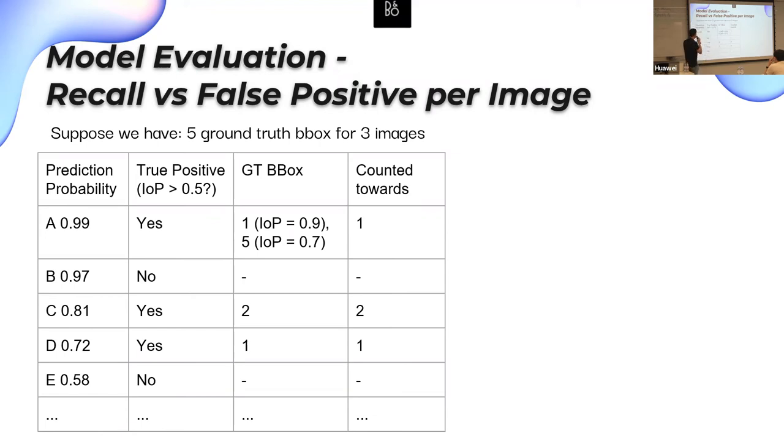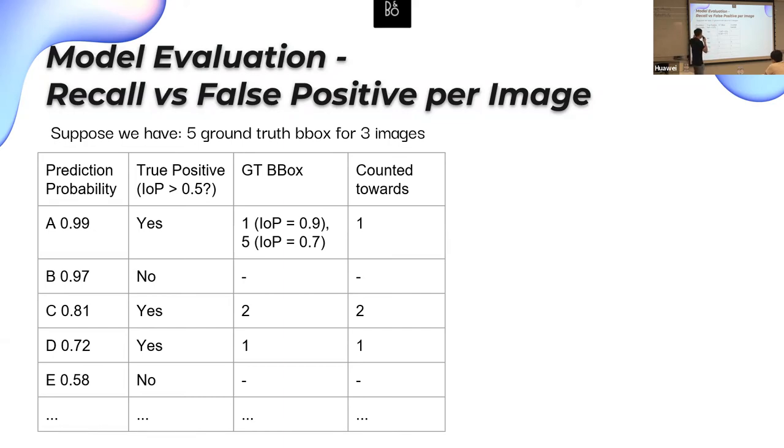So the first thing is that suppose we have 5 ground truth boxes, and then we have 3 images. These 5 ground truth boxes can be split across any of the 3, as long as it is just 5. As an example, we have this table that shows the prediction probability of bounding boxes A, B, C, D, E, and probably some other bounding boxes, with their predictions. We sorted by the number. And then each of them has an IOU greater than 0.5, yes or no, something like that.